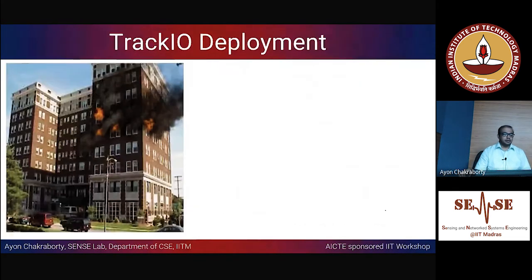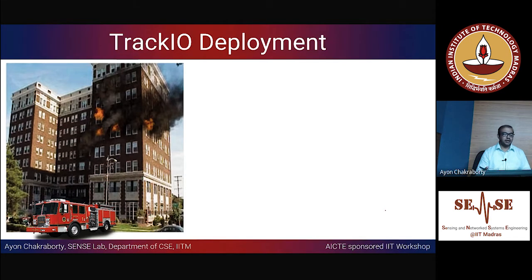Okay, so what is the premise? You can think of a building like this which is on fire. It's a multi-storied building. The fire truck has arrived at that location, the fire brigade people are there, and we take the help of a drone, right? We are going to tell you how this drone or UAV is going to help us track the people inside the building, the firefighters who have gone inside the building.